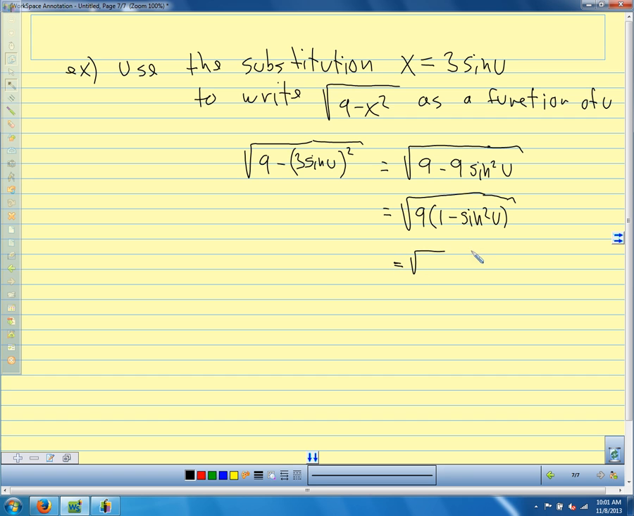And 1 minus sine squared u is, what is it? Cosine squared u. This is our Pythagorean identity. The square root of 9 cosine squared u is 3 cosine u. So if x equals 3 sine u, the square root of 9 minus x squared equals 3 cosine u. And that's our answer. We've rewritten this as a function of u.